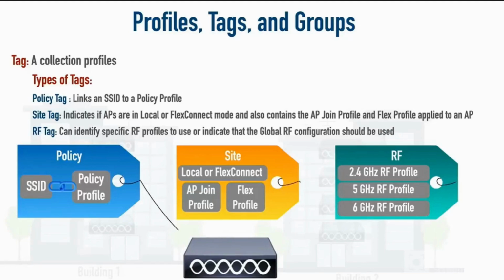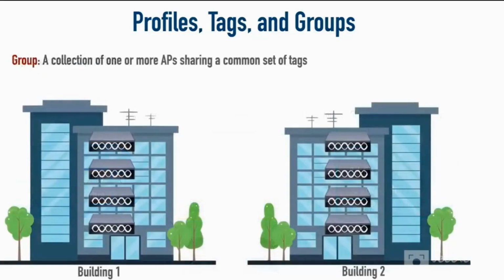And we might have multiple access points that need the same set of tags. Well, we could logically group them together in a group. A group is a collection of one or more access points that need a common set of tags. Remember that top access point in building 1? It was the only access point that was supposed to advertise the research and development SSID. So we might put it in its own group and give it its own set of tags.